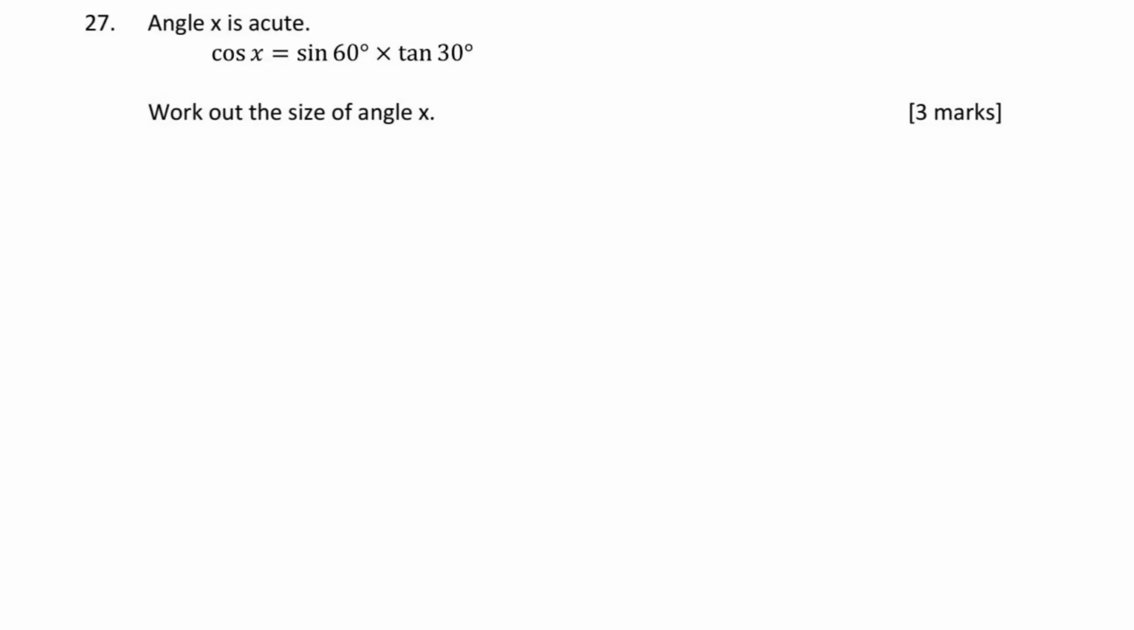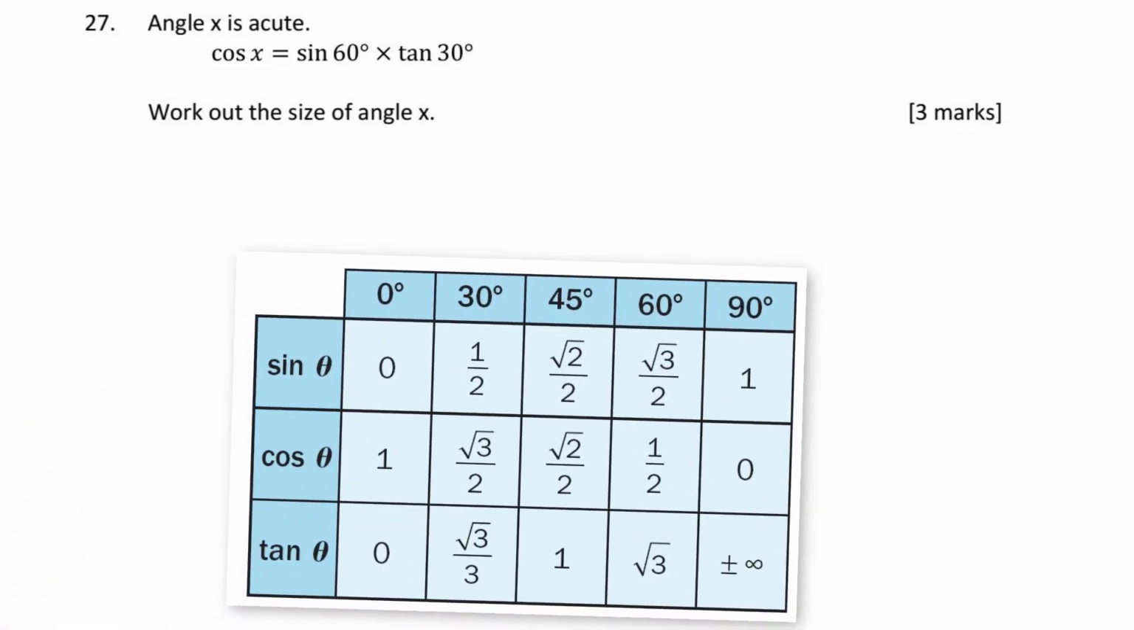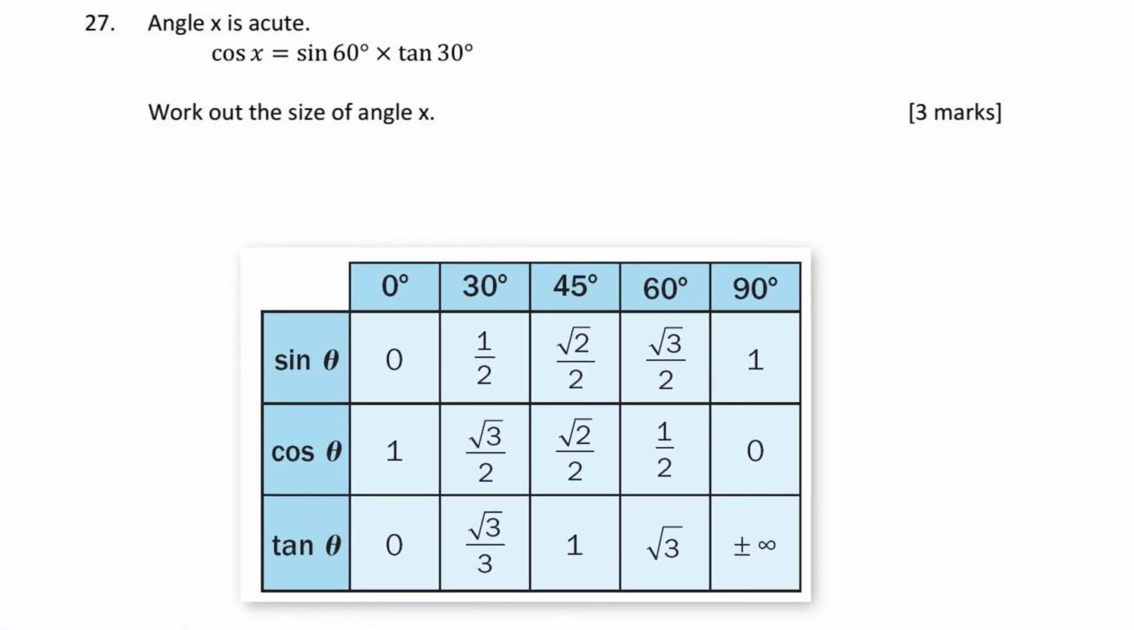Question 27. Angle x is acute. Cos x equals sine 60 times tan 30. Work out the size of angle x. You must show your working. Okay, now in order to answer this question, you need to know your exact values for trigonometry. So you need to know the sine, cosine and tangent of 0 degrees, 30 degrees, 45 degrees, 60 degrees, 90 degrees. If you know all that, then this problem is no problem.